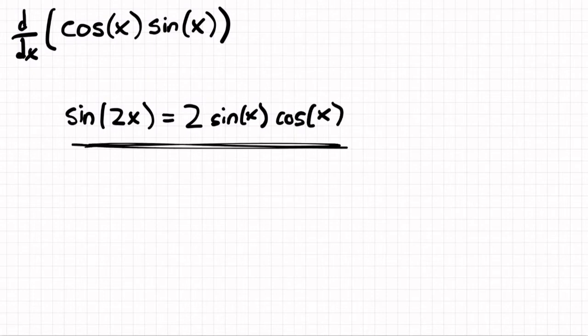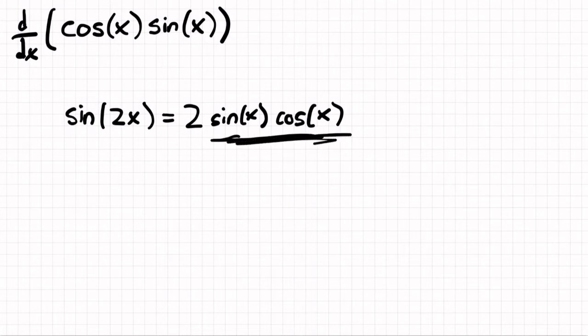Right here. This is called a double angle identity, because the angle here is x, and you're talking about the sort of double of the angle, I guess. And what you'll notice is that what's on the right side here is exactly the same as what we have with the function that we want to differentiate.